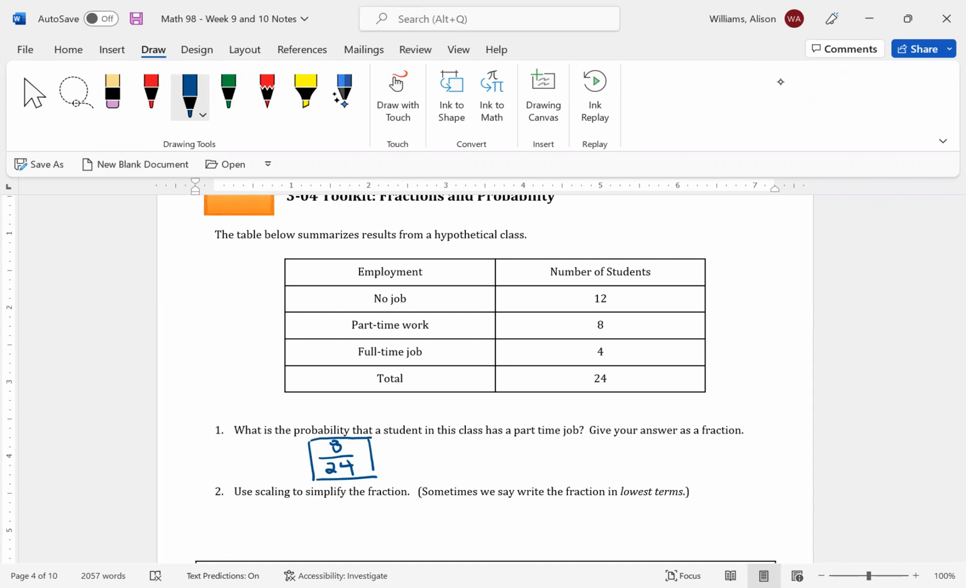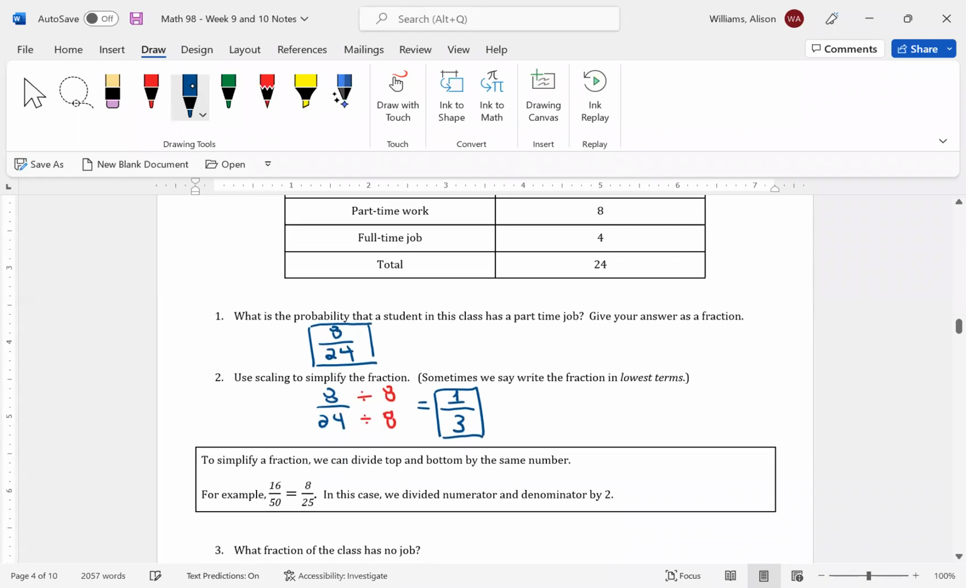Part 2 says use scaling to simplify the fraction. So we saw the concept of scaling before, where you either divide or multiply top and bottom by a common number. In this case, we're going to divide both top and bottom by the biggest number we can, which actually, 8 does go into 24. So I'm going to divide them both by 8. And that's going to give me 1/3. They make a comment about how when you simplify a fraction, you can divide the top and bottom by the same number. For example, 16/50 equals 8/25 if you're dividing both top and bottom by 2.